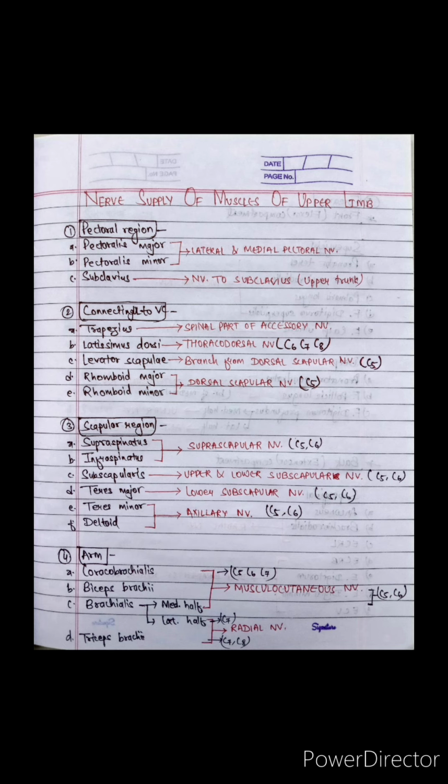Number 4. Arm. Coracobrachialis is supplied by musculocutaneous nerve, whose root value is C5, C6 and C7. Biceps brachii is supplied by musculocutaneous nerve, whose root value is C5 and C6. And the medial half of brachialis muscle is also supplied by musculocutaneous nerve, whose root value is C5 and C6. The lateral half of brachialis and triceps brachii are supplied by radial nerve. Lateral half of brachialis root value is C7 and that of triceps brachii is C7 and C8.